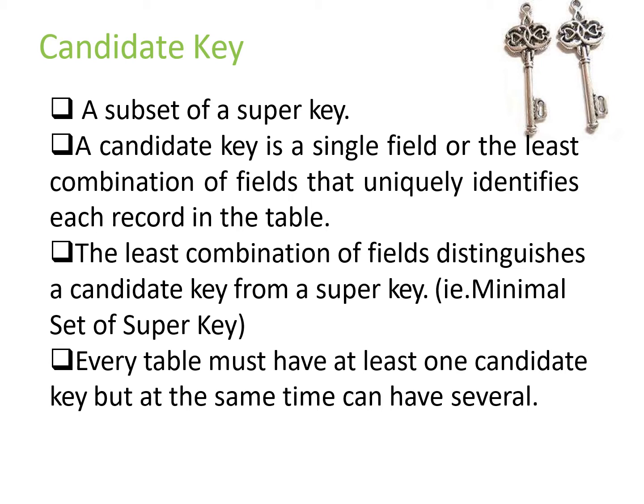So now we are studying candidate key, which is a subset of super key, and it can uniquely identify each record in the table. The least combination of fields distinguishes a candidate key from a super key, that is, a minimal set of super key. Every table must have at least one candidate key, but at the same time can have several.